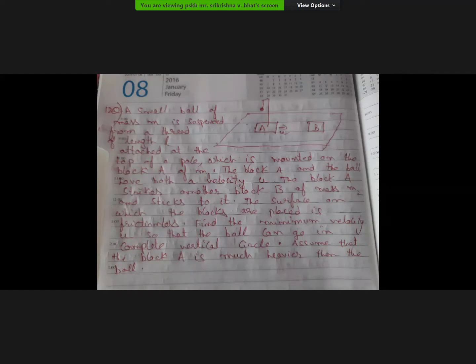Now we have to find the minimum velocity u of the system of block A and the small ball. We need the minimum initial velocity u so that the ball can go in a complete vertical circle. It can be assumed that block A is much heavier than the ball.